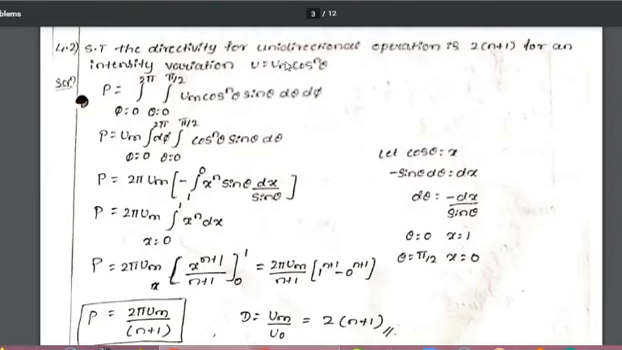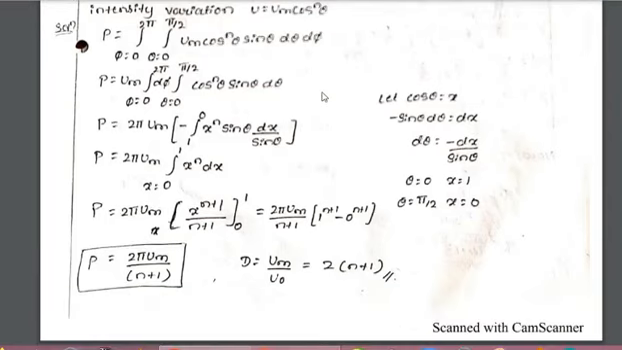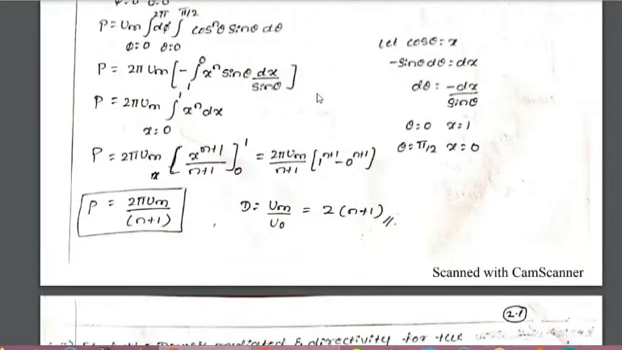Show that the directivity for unidirectional operation is 2 into bracket of n plus 1 for the intensity variation U equal to Um cos raised to n theta. This is a standard one. Remember, many times this question has been asked. I think it should be very clear. Now let us move on to the next problem.